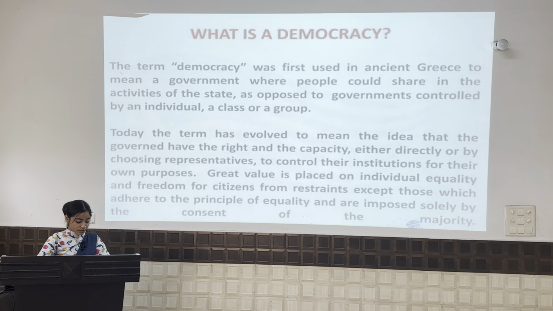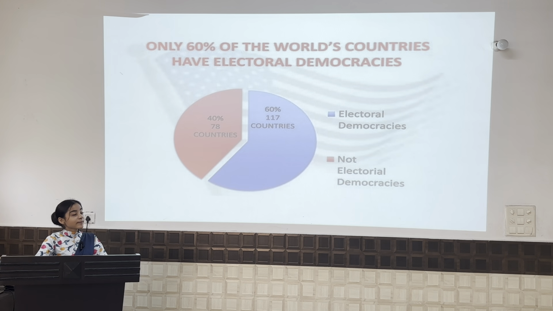Here we have gone through the term democracy. Democracy was first used in ancient Greece to mean a government where people could share in the activities of the state. But today in India, it is a type of government that is of the people, for the people and by the people. Democracy is further of two types, electoral and non-electoral. Electoral democracy is based on elections and non-electoral democracy is not based on elections.